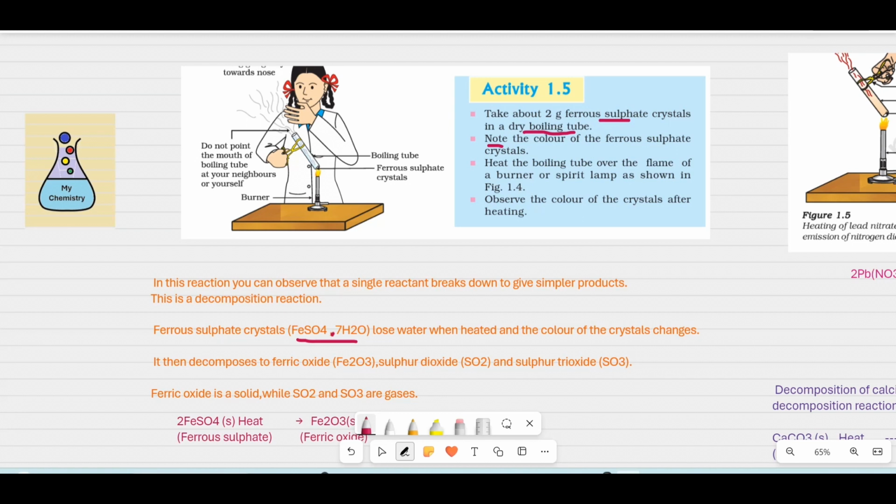The 7H2O indicates how many water molecules one molecule of ferrous sulfate can accommodate. So this 7H2O, we call it water of crystallization. So when you heat this compound, these water molecules will be lost. Okay, and then the color of the crystal changes. This is the first observation you can note. So the green color changes to a brown color actually, because on heating a chemical reaction takes place.